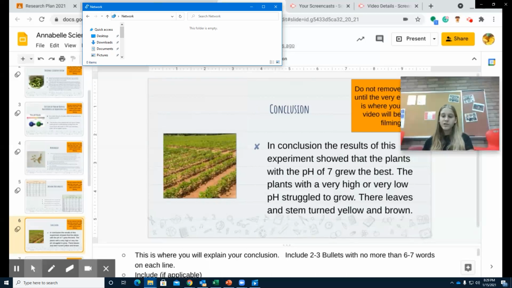Conclusion. In conclusion, the results of my experiment showed that the plants with a pH of 7 grew the best, and the plants with a very high or very low pH struggled to grow the most. Their leaves and stems turned yellow and brown.